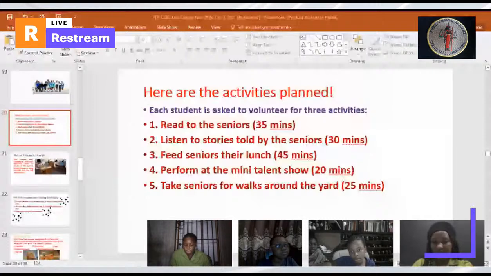All right, in the chat, Kimoya is saying she chose read to the senior 35 minutes, listen to stories 30 minutes, and take seniors for walks 25 minutes. So that's 90 minutes, so she's right where she needs to be. Amari, 1, 2, 3, just as Lejeune Day. All right, so everybody's good.